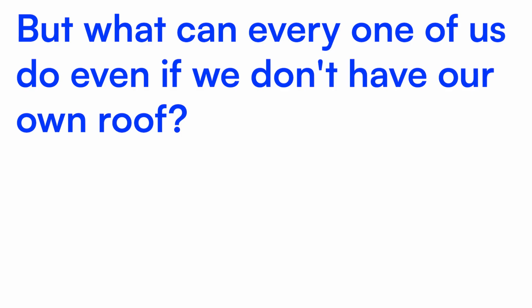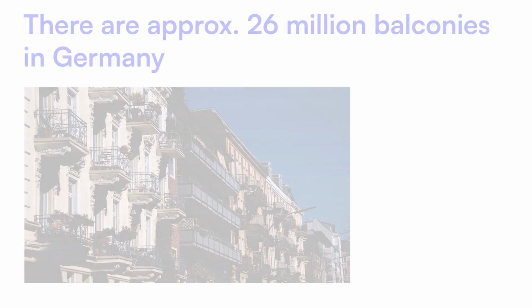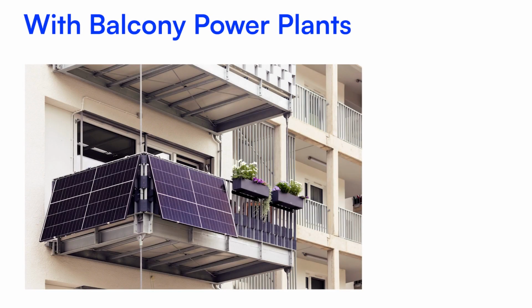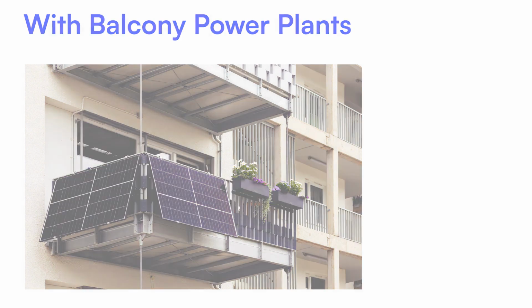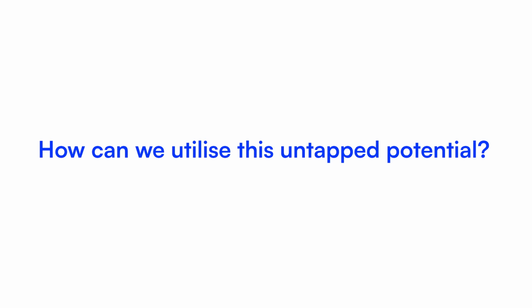roof. But what can every one of us do, even if we don't have our own roof? There is a solution. In Germany, there are about 26 million balconies. Why not use them? The solution is balcony power plants, which are solar panels that can be attached to balconies. This could supply electricity to 3.2 million households. My question was then, how can we utilize this untapped potential?